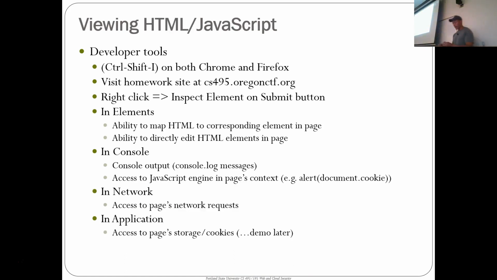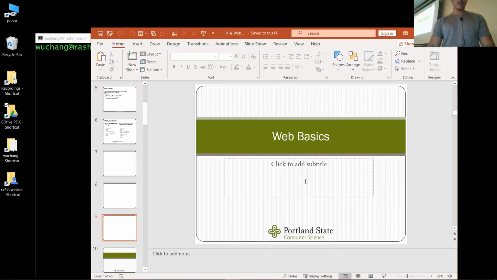So in this class, you will be monkeying around with a lot of the elements of a web page. And to do so, you're going to have to familiarize yourself with your browser's developer tools. Control-Shift-I is the keyboard shortcut to pop up the developer tools. So if you have a laptop, you can play along. I want you to visit the homework site at CS495 OregonCTF.com. And I'll show this here.